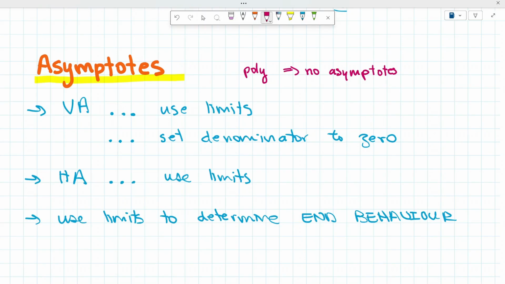VA stands for your vertical asymptote. How can you find these? Well, you're going to have to use limits. If you need some help with limits, make sure that you check out my other videos on calculus and limits. The other thing you can do for your vertical asymptote is set your denominator equal to 0 and solve for x. That's probably the easiest way to find your vertical asymptote.